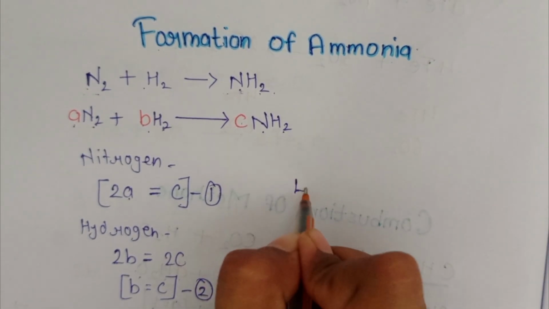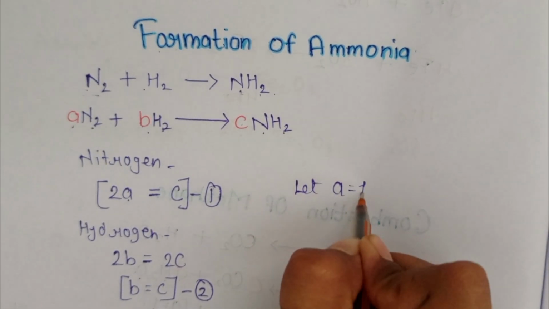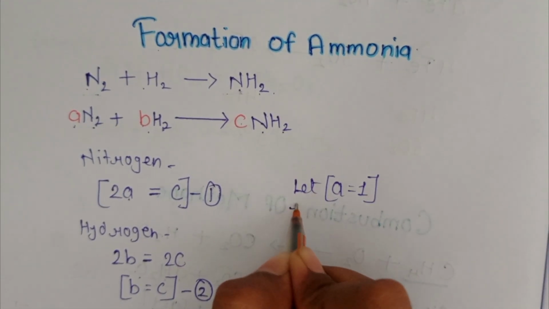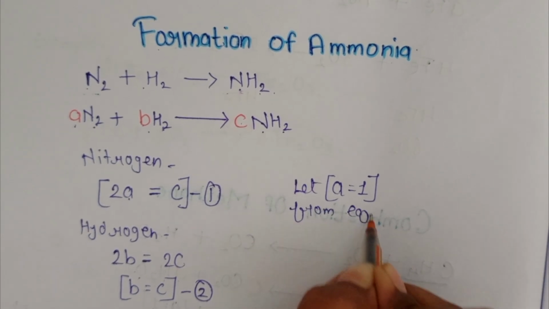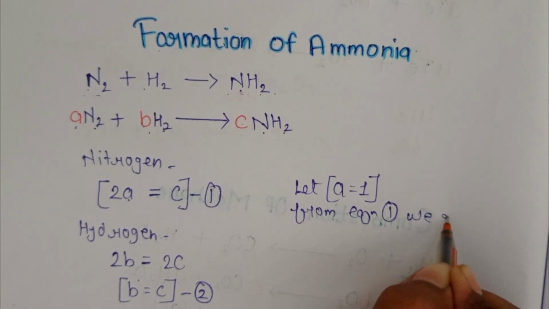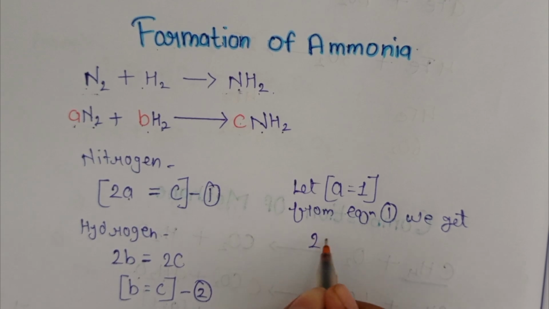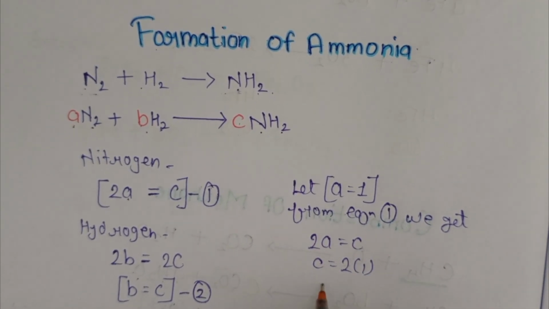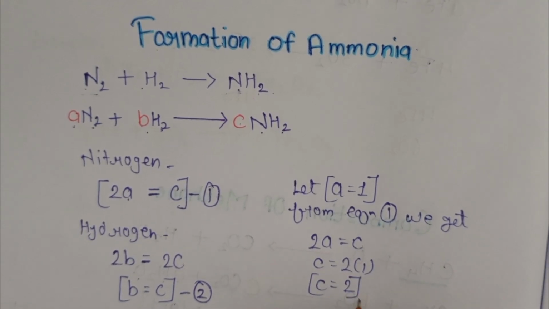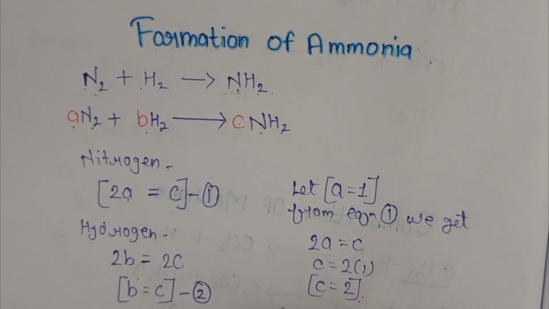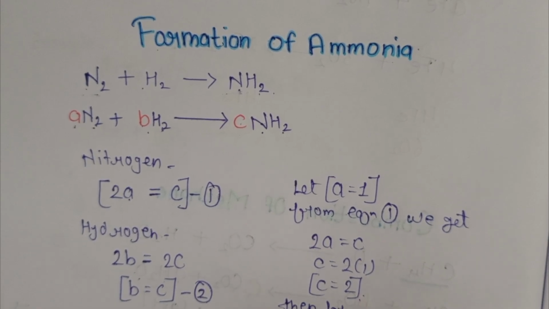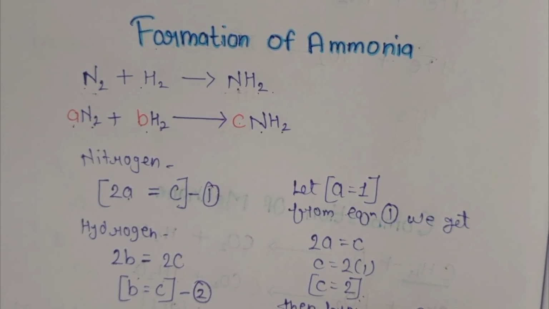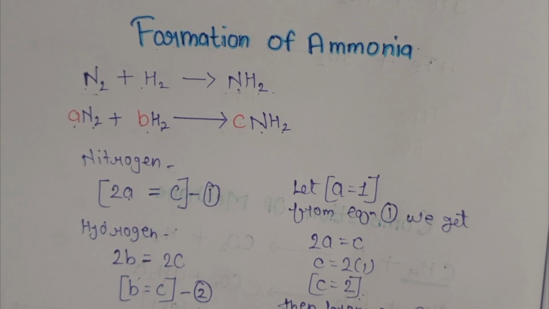Let A is equals to 1. If A is equals to 1, from equation number 1 we get 2A is equals to C is equals to 2 multiply 1, and C is equals to 2. If C is equals to 2, then from equation number 2, B is equals to C is equals to 2, which means B is equals to 2.